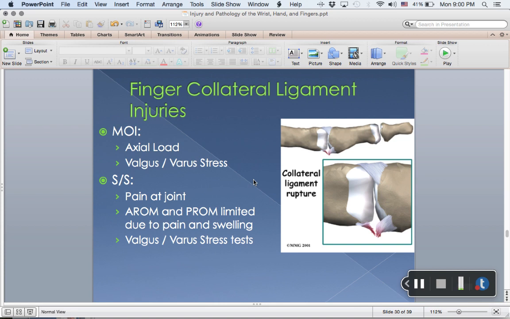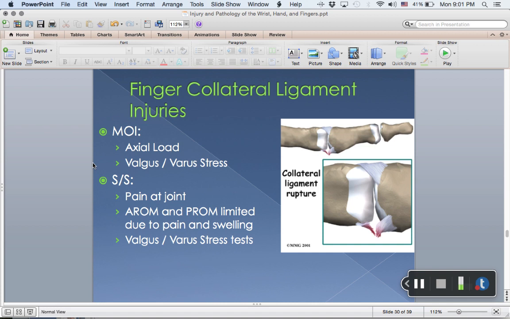So, finger collateral ligament injuries. You most likely see these when people say maybe that they jammed their finger. They can be causing damage to the ligaments. So that axial load. Valgus and varus stress, so they get hit with a ball or an implement from the side, forcing them into, again, a valgus or varus position, which can rupture the ligaments. So a lot of pain, a lot of swelling at that joint, positive valgus and varus stress, so more laxity compared to other fingers. You can measure finger range of motion.